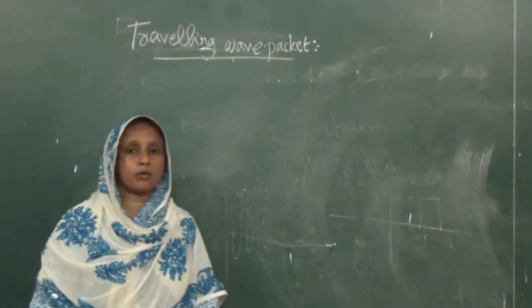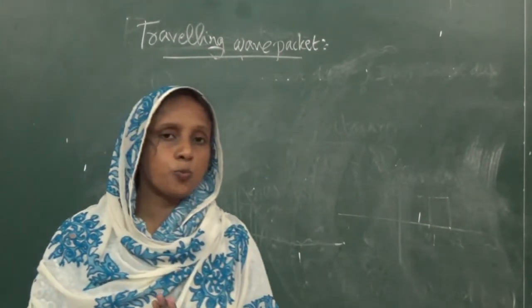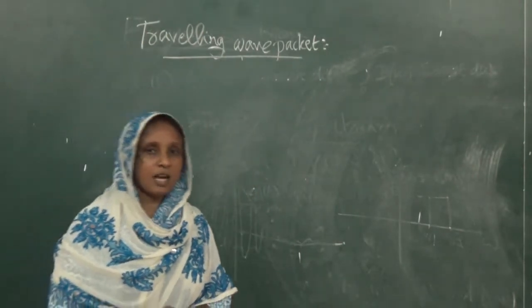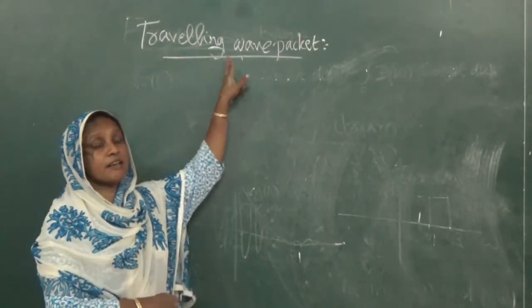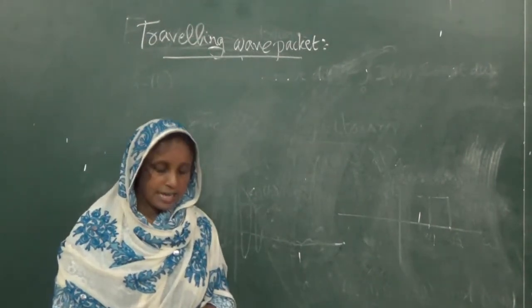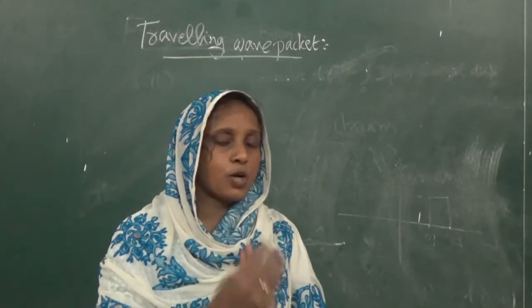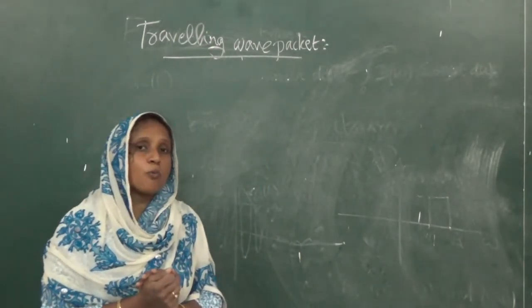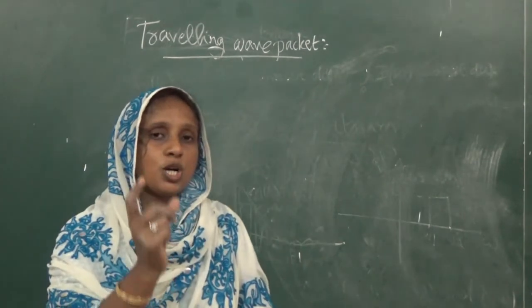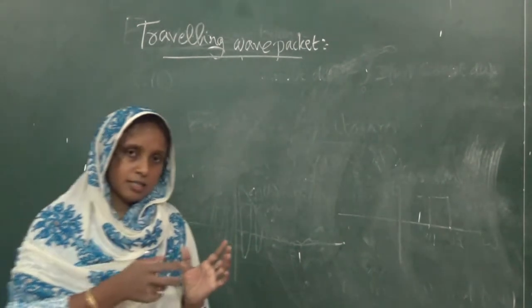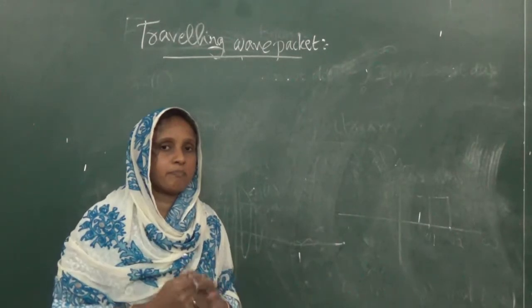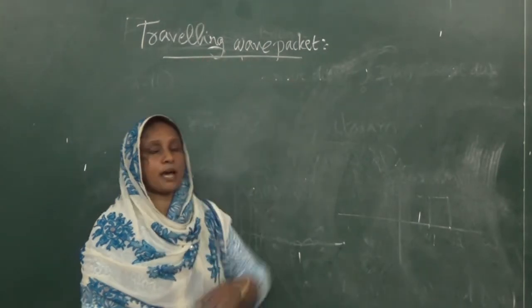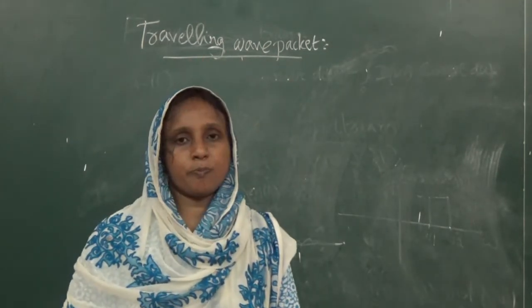We have learned about harmonic oscillation and the superposition of different harmonic oscillations. Now we can think about a traveling wave packet. Suppose a transmitter at z equal to 0 transmits waves, radiations in the form of a pulse for a small duration. This pulse propagates through the medium. That means the pulse is now a traveling wave packet or wave group.